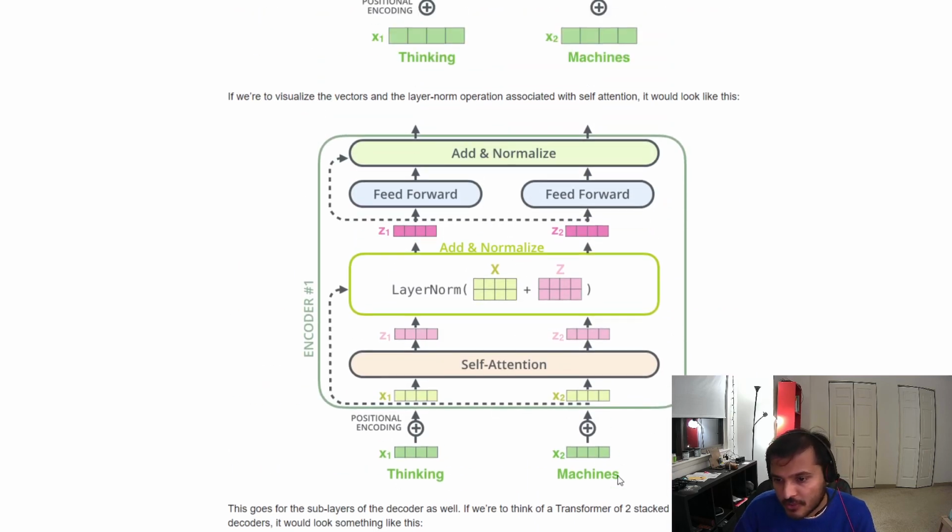So here are my two words. Notice that there's another encoding going in, positional encoding, which I will talk about later. Then I have these embedding representations. They go through self-attention and give me Z1 and Z2. Then I take the original input, do a skip connection, add them, the original X plus Z, and then apply layer normalization. Whatever I get, Z1, Z2, goes through the feed forward layer, and then add and normalize again. The whole encoding operation.